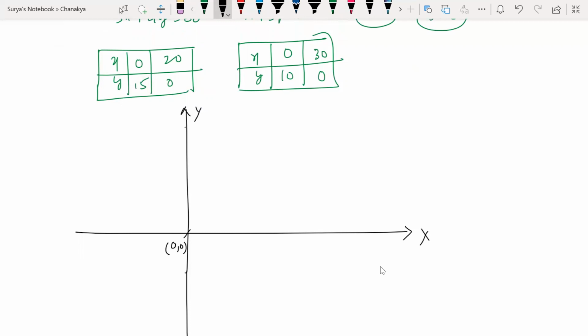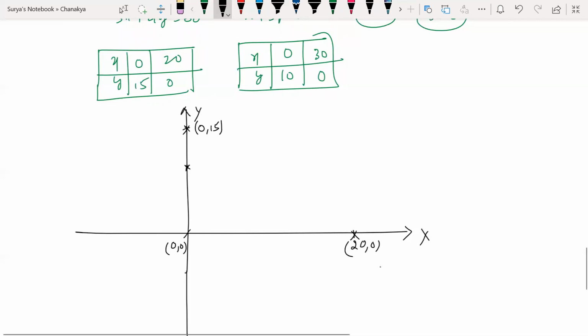Where would it be? It will be somewhere here. So let's take 3 units. 0 comma 15 is somewhere here. Okay, and 20 comma 0 would be somewhere here. I'm taking roughly, guys. If you draw on the graph, you get exactly. Okay, and 0 comma 10 would be somewhere here.